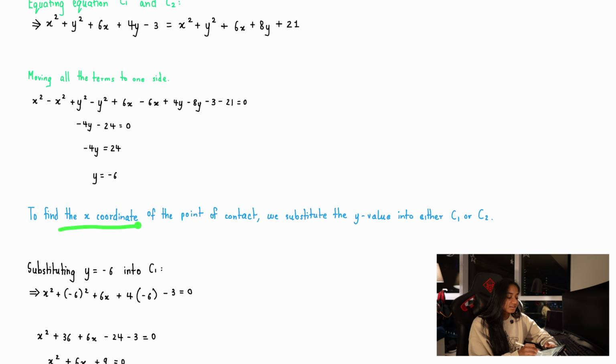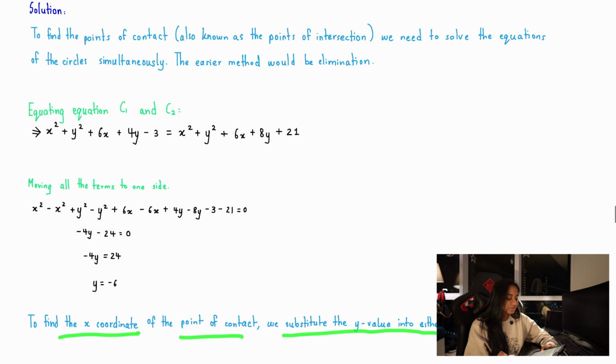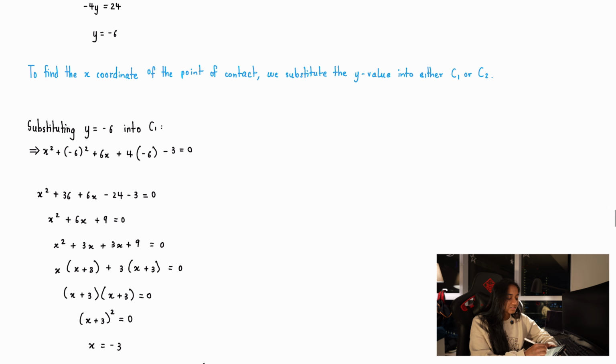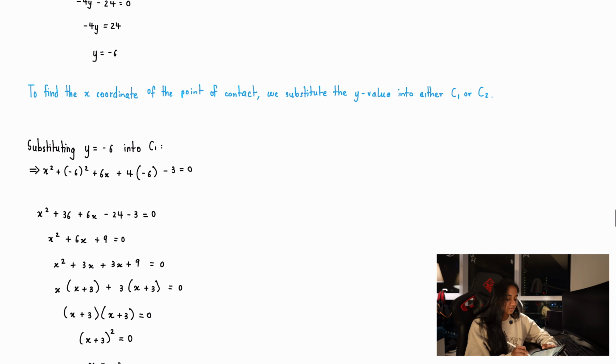So to find the x coordinates of the point of contact, we substitute the y value in either C1 or C2. Doesn't matter which one. So we have the y coordinate already and we just want to find the x. So let's say we chose C1. We substitute y is equal to minus 6 into C1, and we solve for x, and that would be equal to minus 3. So we know that the point of intersection would be (-3, -6).